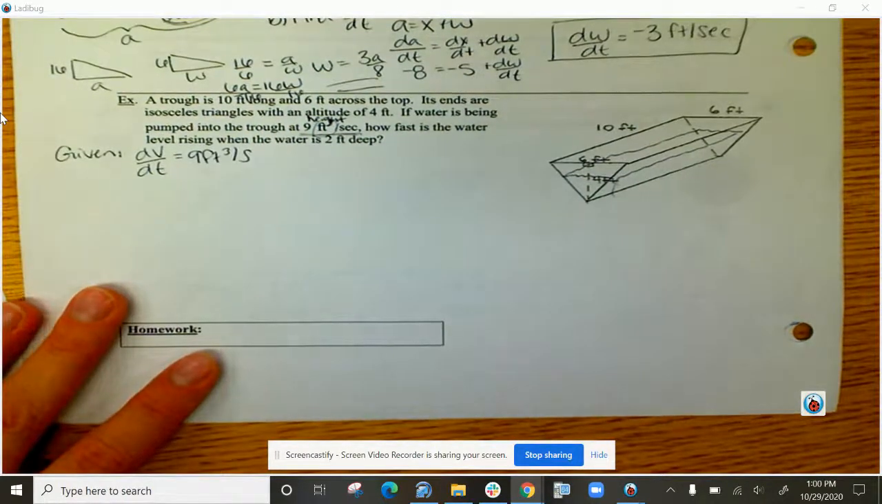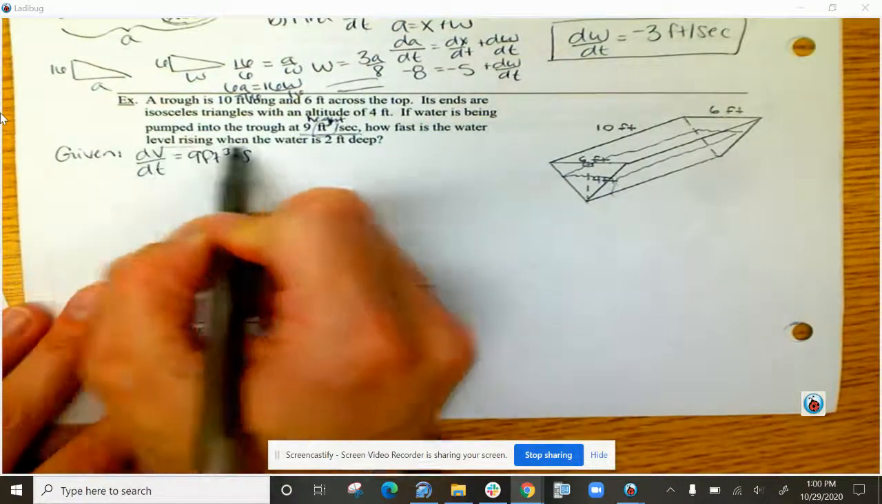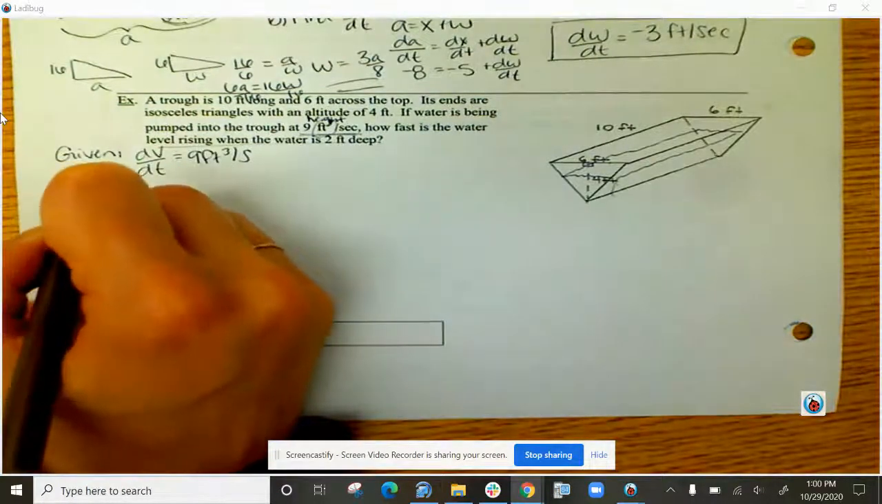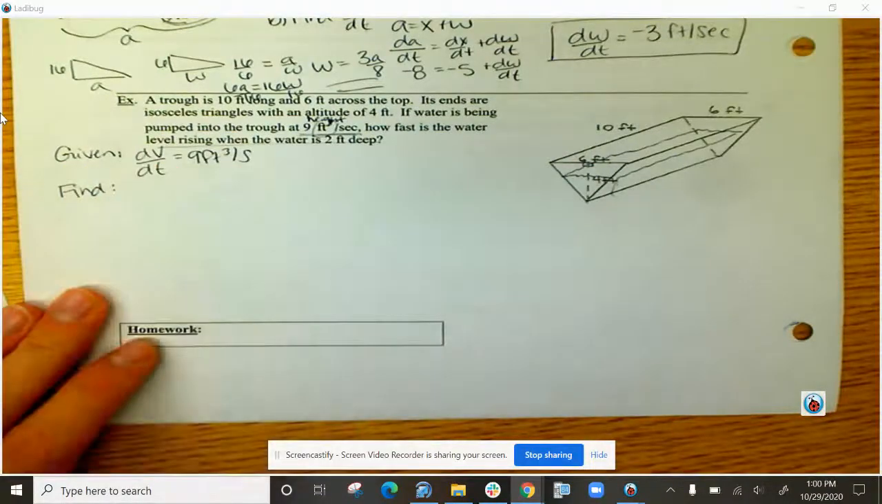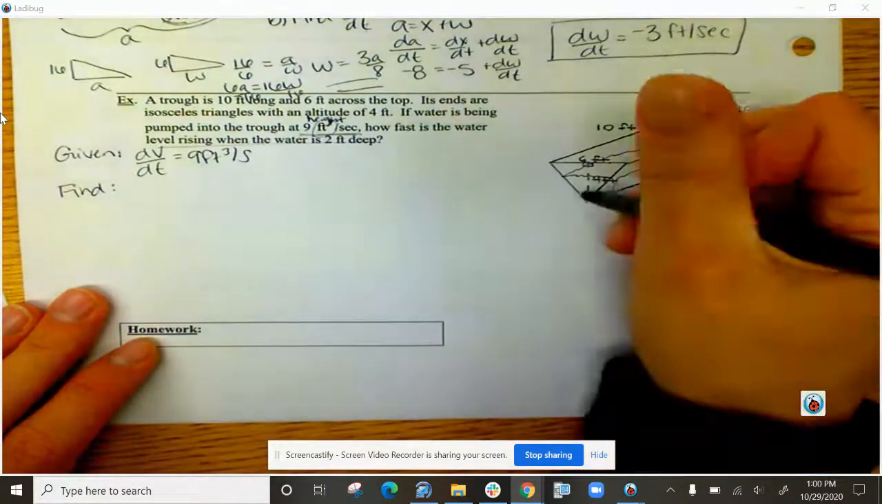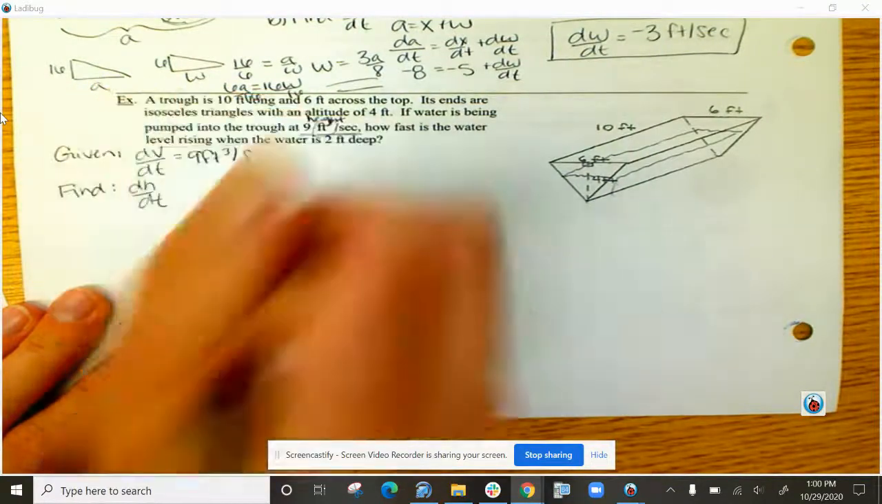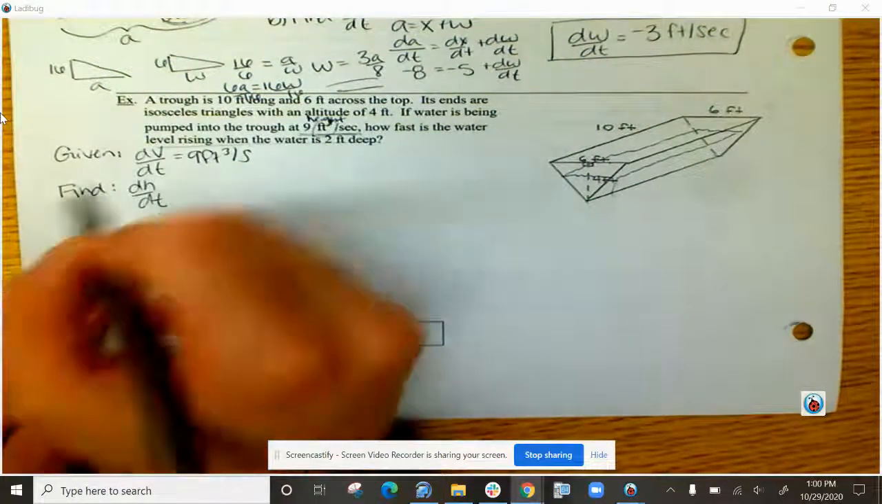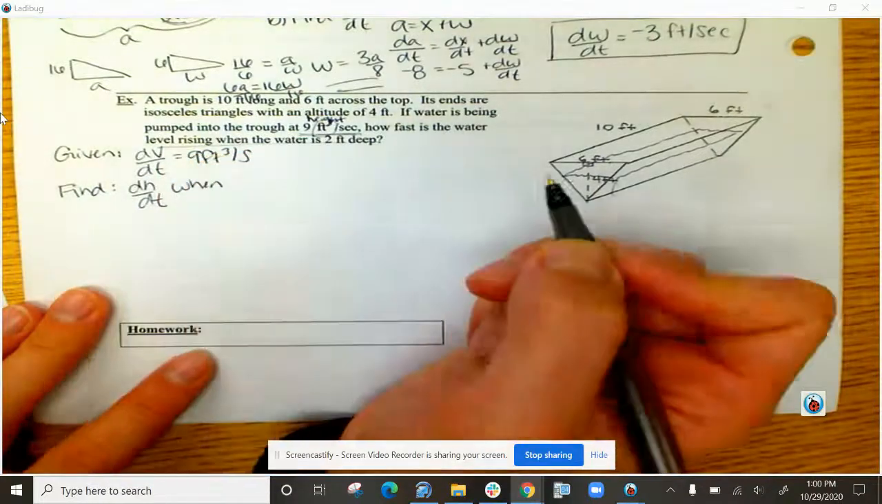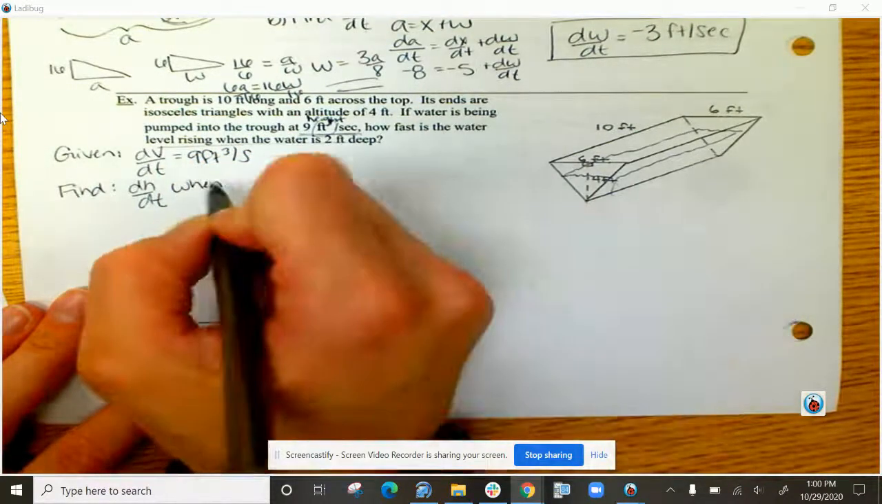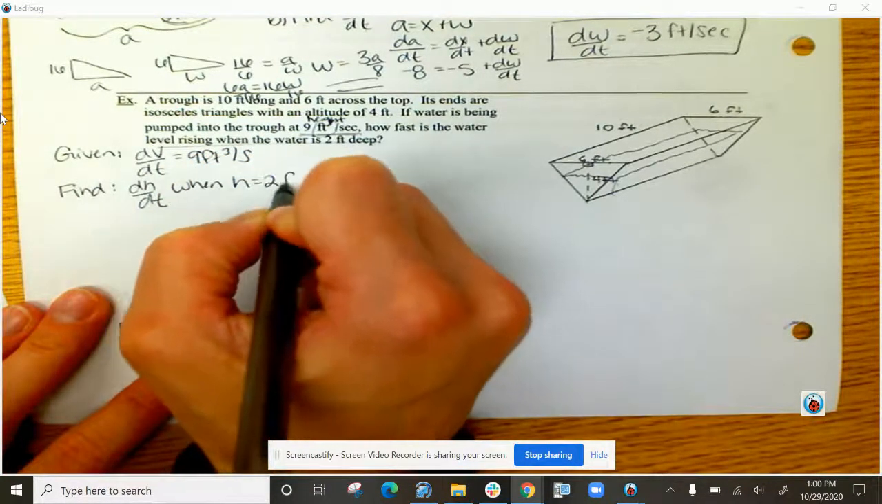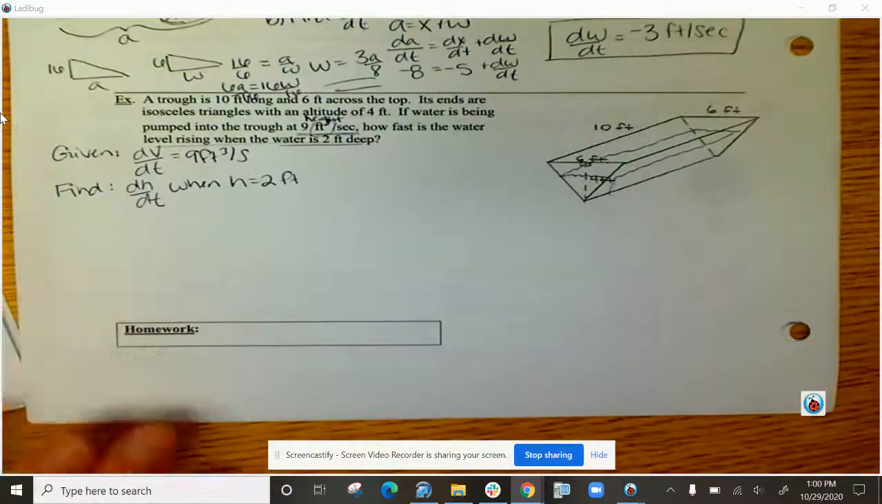And it's increasing, so we're going to keep it positive. It says, how fast is the water level rising? So we're looking for the water level, which I'm going to refer to as the height of the water level. So we're looking for dh/dt. And that's when the h value is equal to 2 feet deep. It's based on that. So that's that.